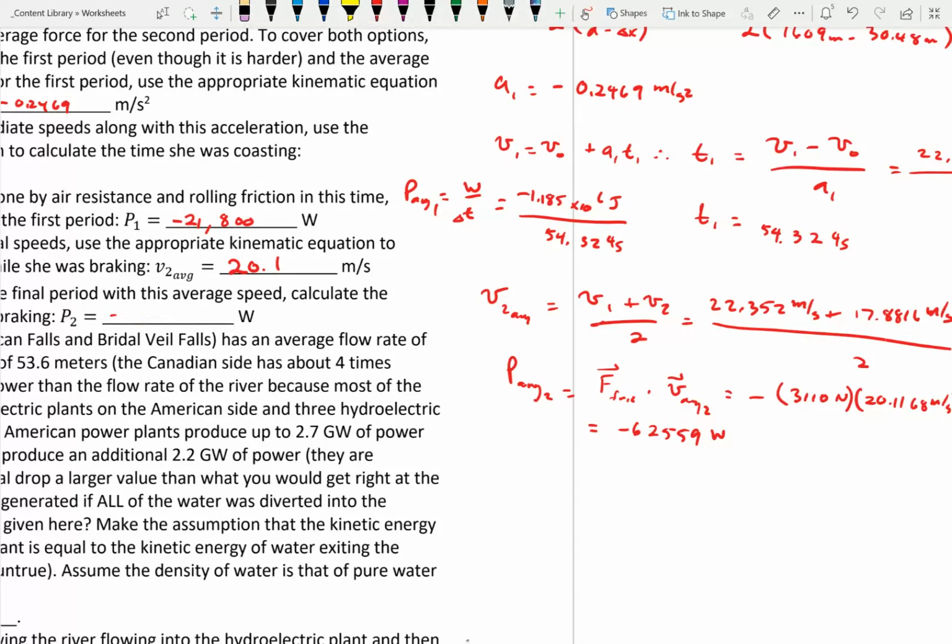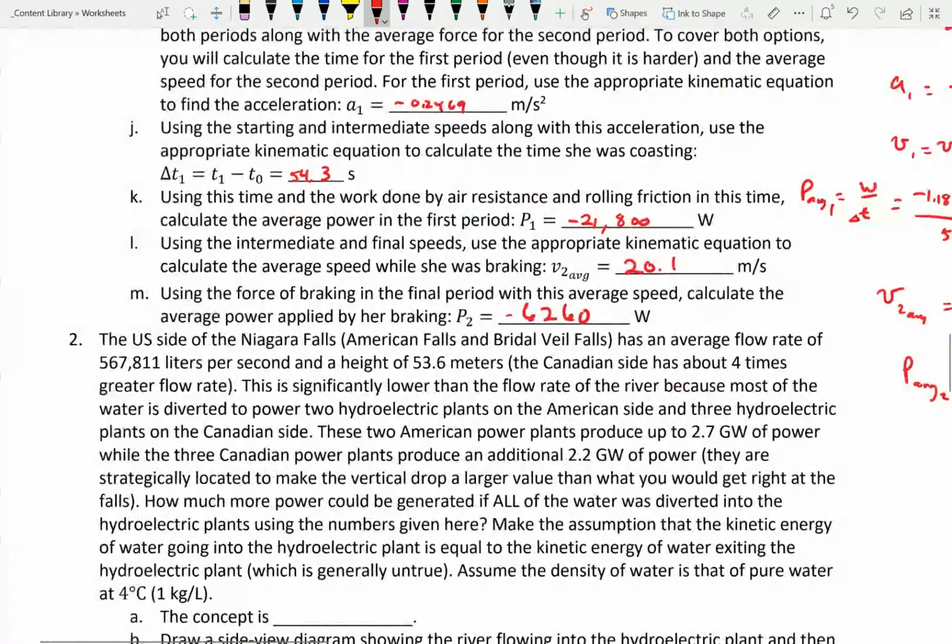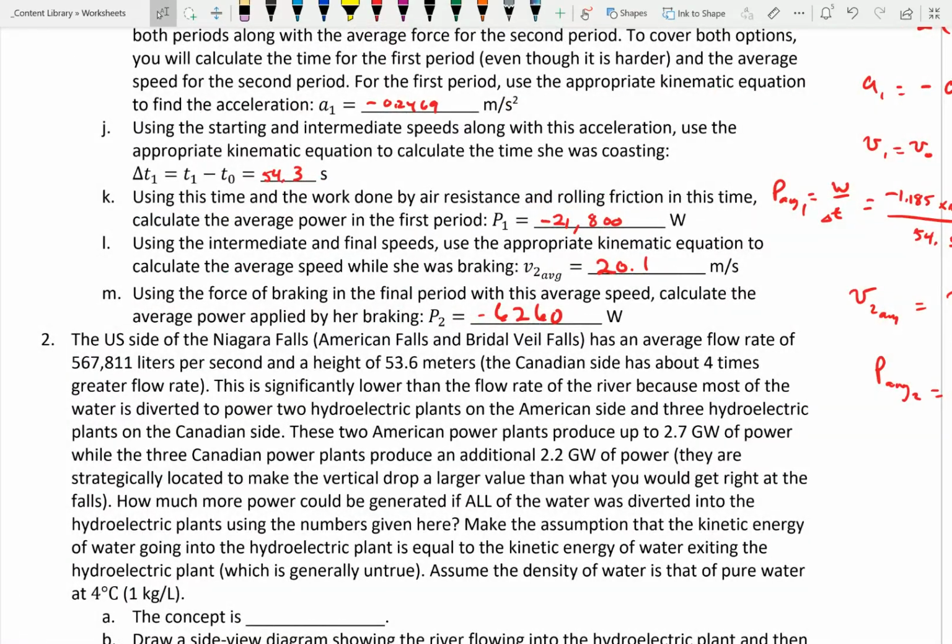Minus 6260 watts. So there we have done a problem that involved calculating work energy things and power. A work energy chapter makes sense.